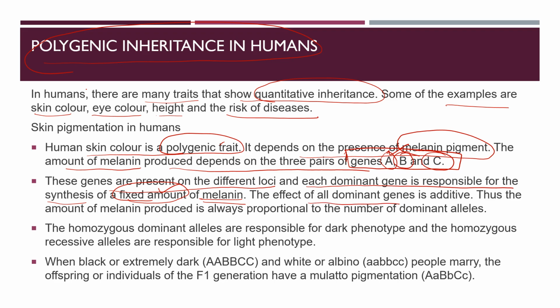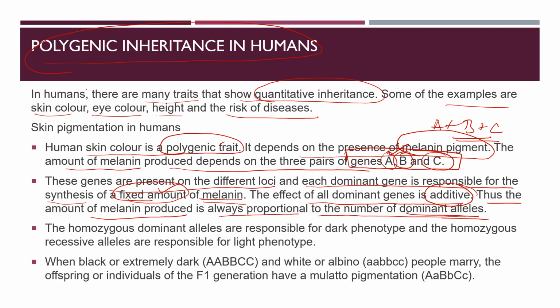So the effect of all the dominant genes is additive. When we add the effects of the three genes, they will show you the dominant trait. Thus the amount of melanin produced is always proportional to the number of dominant alleles. All the dominant alleles together produce melanin as a combined, additive effect. That is what we have spoken about earlier also. The same thing we are insisting on again and again, so it should be in your mind and you will not forget it.